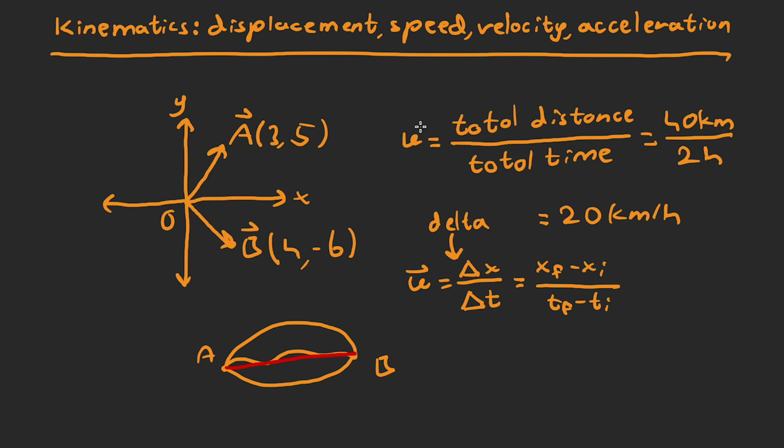And in questions, they might ask you the average speed. And it wouldn't make a difference. The average speed is just the total distance divided by the total time. But why average? Well, we say average speed because there also could be an instantaneous speed or an instantaneous velocity.